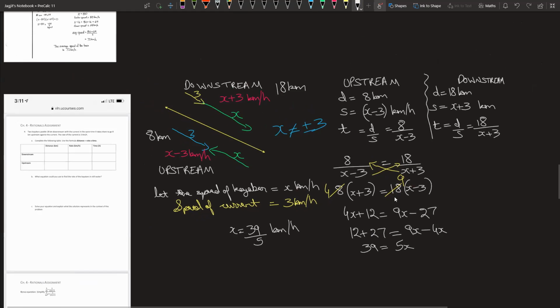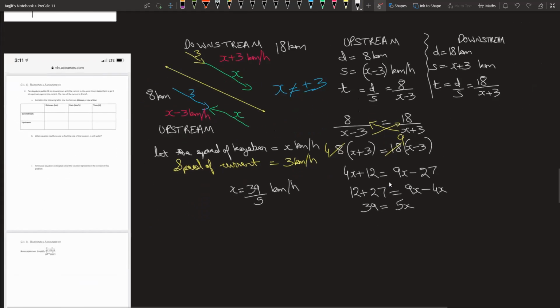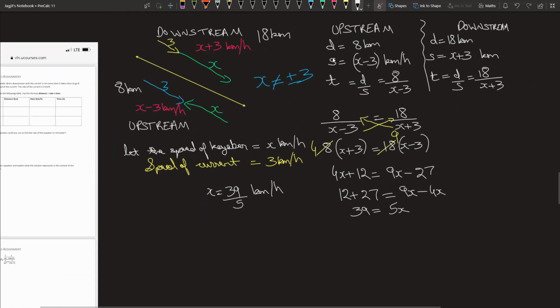Okay, x is equal to 39 over 5 kilometers per hour. That is the speed of the kayaker. Do you guys agree? Or speed of the boat, right? Speed of the boat or speed of the kayaker, same thing.